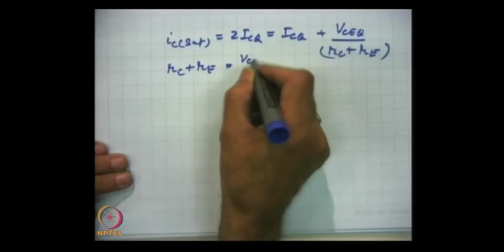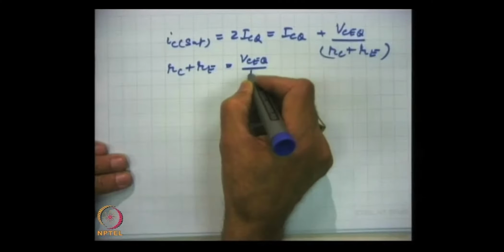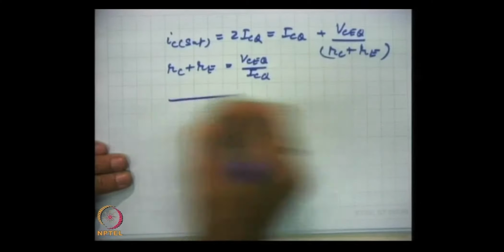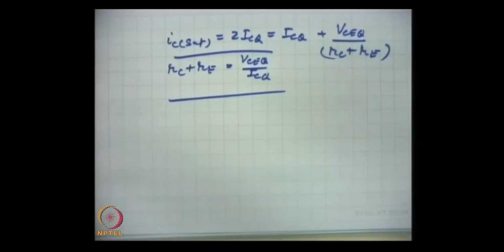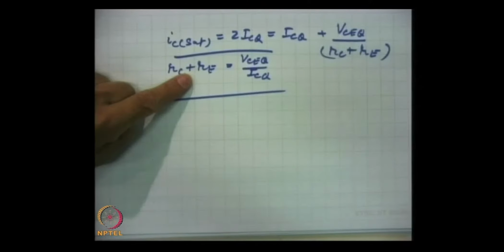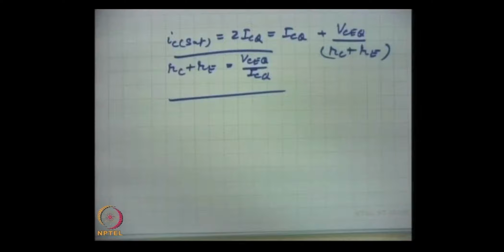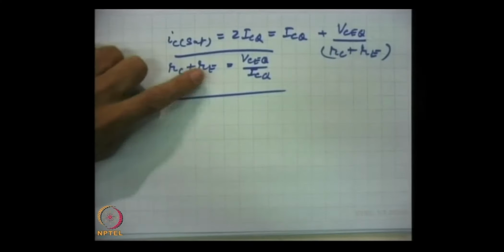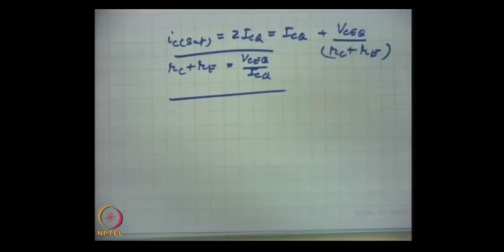to VCEQ by ICQ. This is, if this condition is met. What does this condition say? This condition says that the effective AC impedance seen by the collector plus the effective impedance seen by the emitter, if we sum up the two, this should come equal to the ratio of the voltage VCEQ at the Q point and the current ICQ.